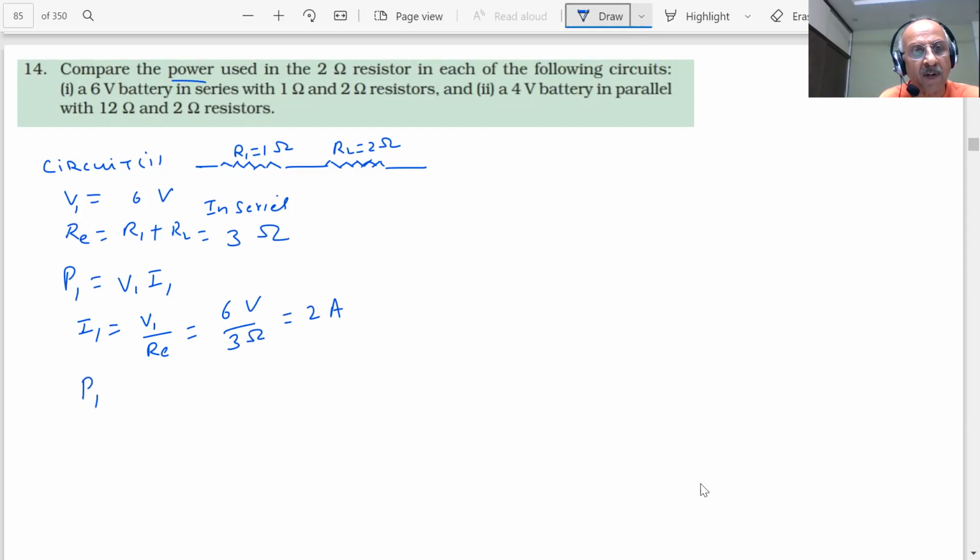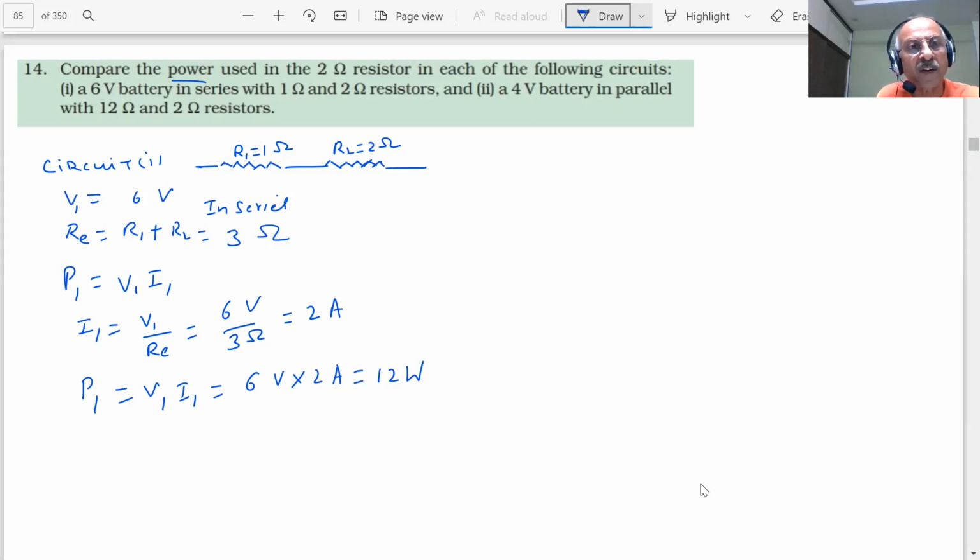What will be the power P1? V1 into I1. What is V1? 6 volt into 2 ampere, student. What will you get, student? 12 watts.